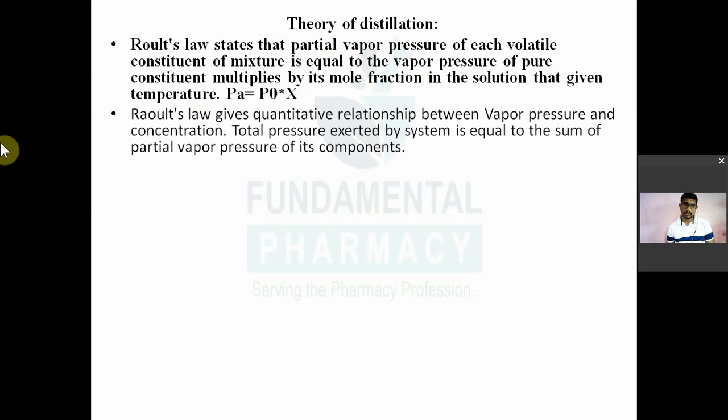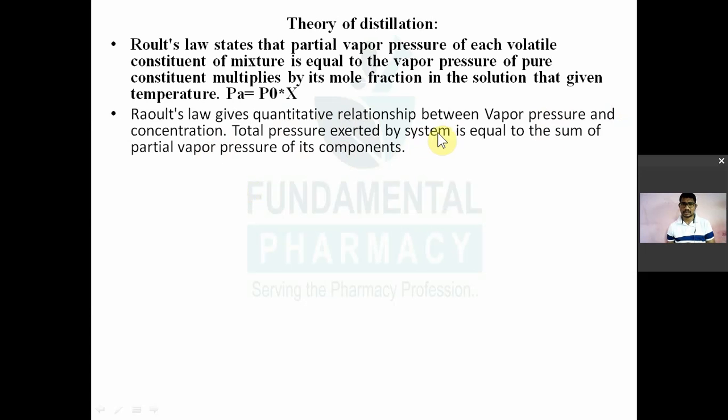आपको याद होना चाहिए. They might ask you a question like Darcy's law is related with, okay, Kirchhoff's law is related with, Etting's theory is related with, or in one column they will give you different laws, and in another column they will give you processes like drying, evaporation, distillation, saturation, like that. So you should be able to find the correct match. Raoult's law gives the quantitative relationship between vapor pressure and concentration. तो इसने क्या बोला है कि partial vapor pressure of each volatile component is equal to the vapor pressure of the pure component multiplied by its mole fraction in the solution at a given temperature. So it gives the relationship between the vapor pressure and concentration.